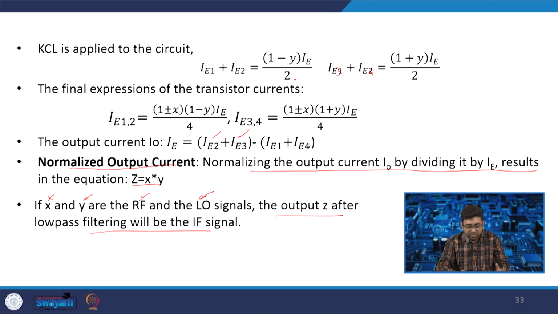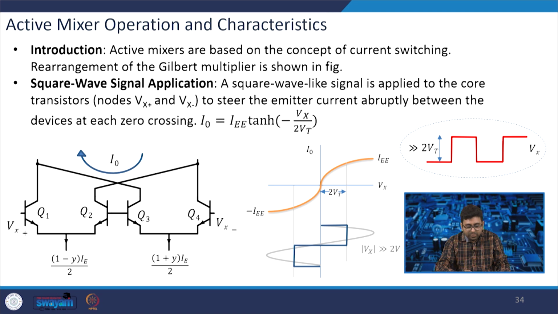It is based on the BJT, and the same thing you can also use for MOSFET. Whatever we have drawn, it is the same thing. So, what is the active mixer operation? Active mixers are based on the concept of current switching, and the Gilbert multiplier is a rearrangement of the same. Whatever I explained is how it is rearranged, Q1, Q2 and Q3, Q4, and for this output current, if you get the V_x, this is how you get I_O, which is equal to I_EE tanh of minus V_x by V_t.